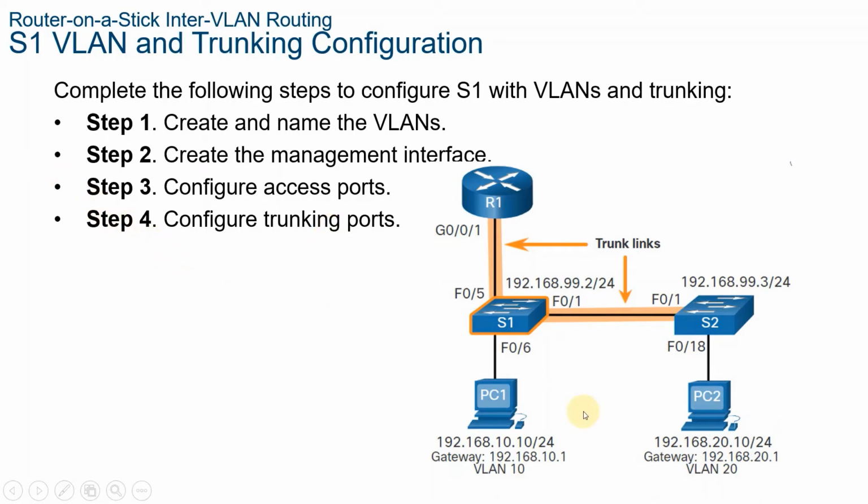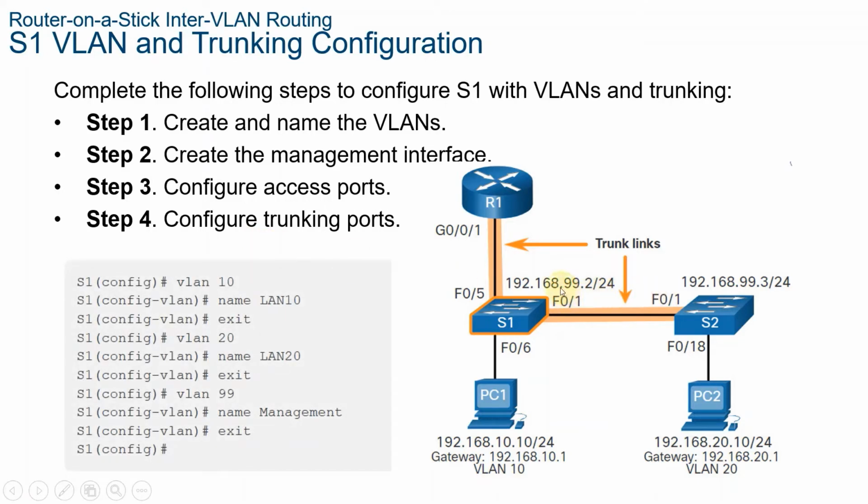Alright, so S1 VLAN and trunking configuration. Now complete the following steps to configure switch 1 with VLANs and trunking. There are basically 4 steps here. First, create and name the VLANs. Second, create the management interface. Third, configure access ports. And fourth, configure trunking ports.